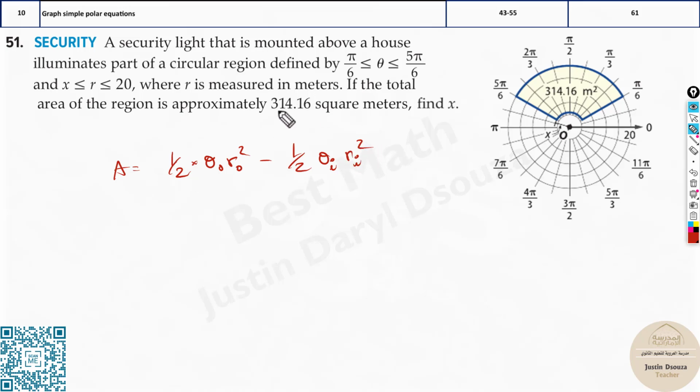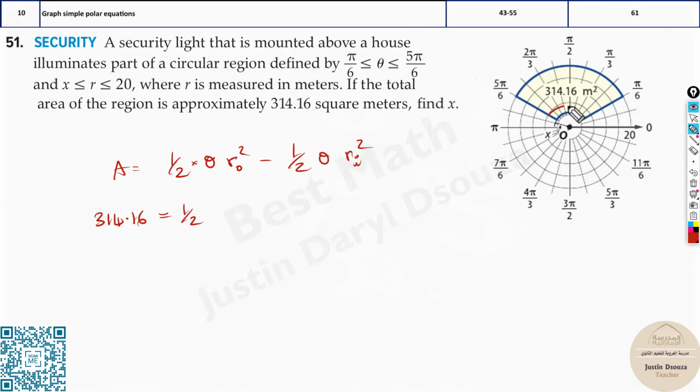So all you do is substitute what you know. We know the area is 314.16 equals half times the outer radius. Theta doesn't change. Theta will be theta only, for both it'll be the same, so you can just ignore that. Only the radius changes. If you see the theta that's given over here, 5 pi by 6, and over here it's pi by 6.